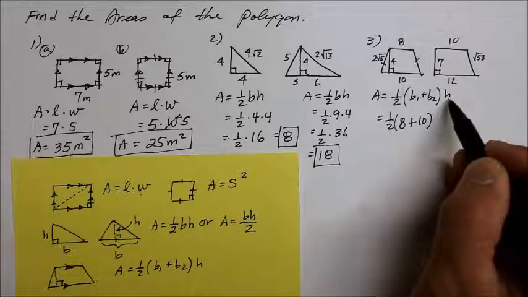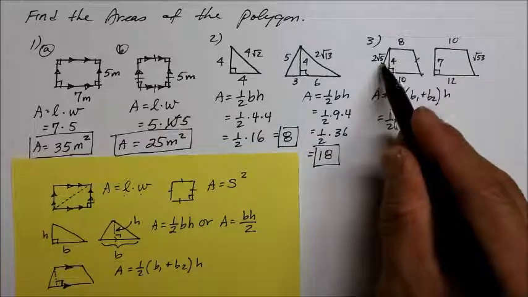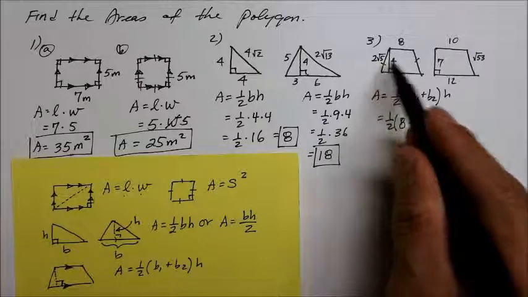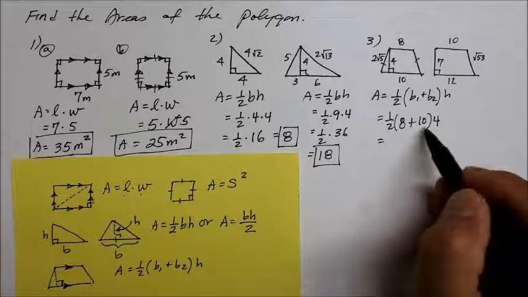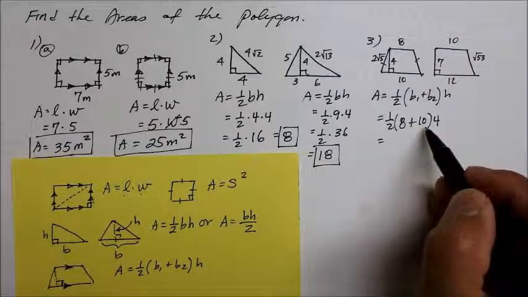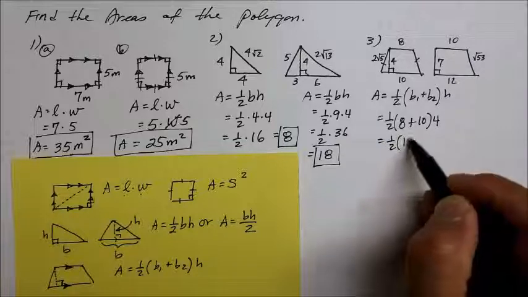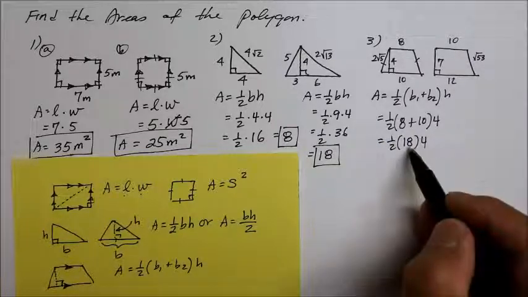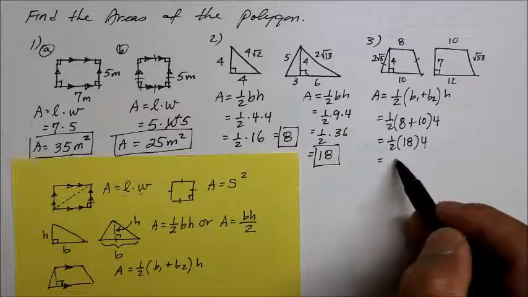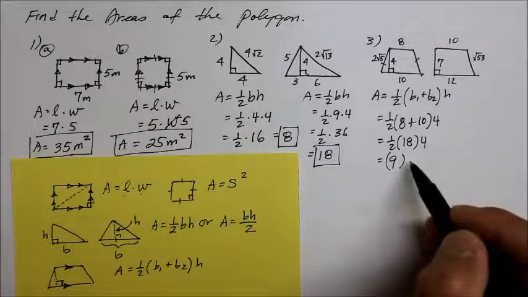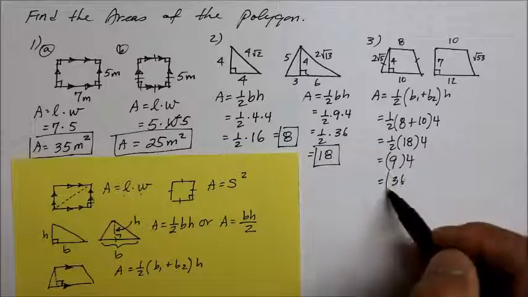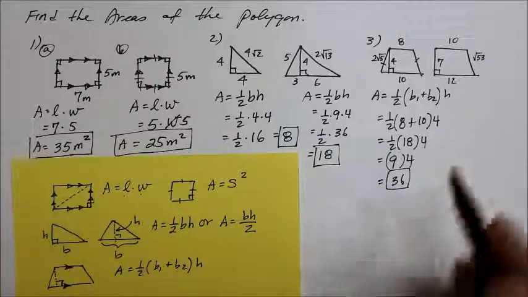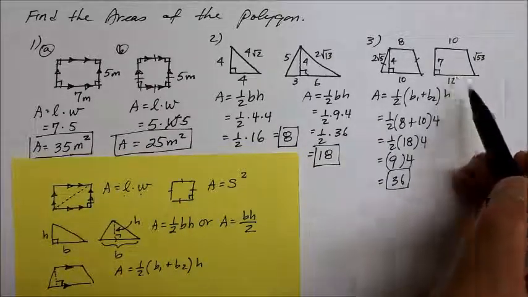Times the height is defined as 4. That's the distractor. What on earth is a 2 square root of 5? We don't need it right now. We just need the 4. Times the 4. Add the 2 bases. 8 plus 10 is 18. And then what's half of 18? It's 9. And what's 9 times that 4, which is the height? 36. There it is.